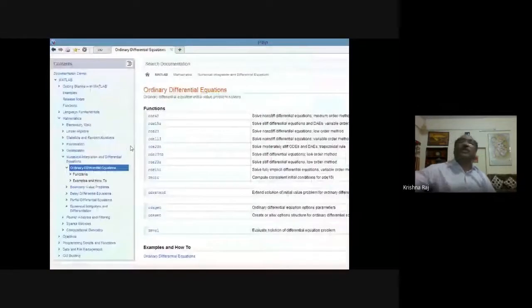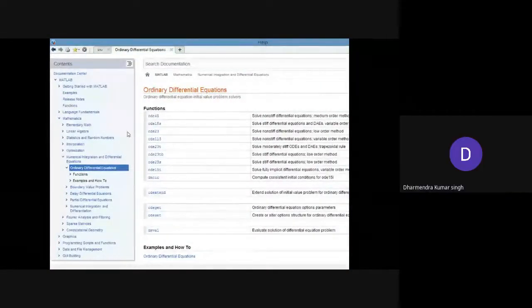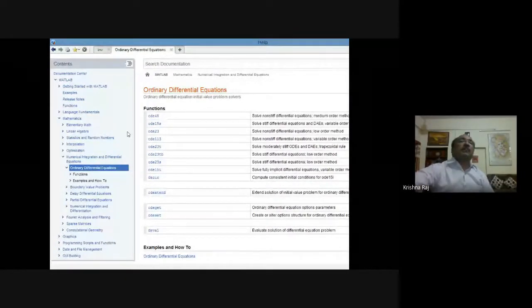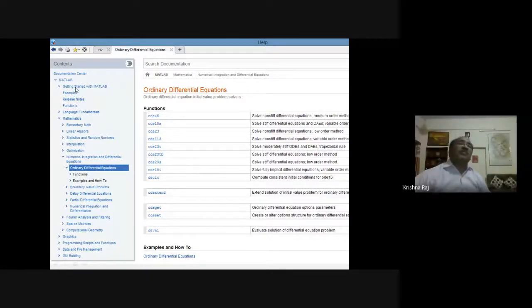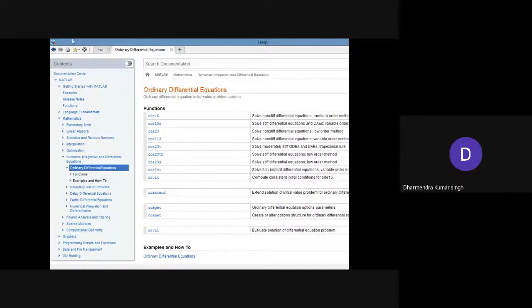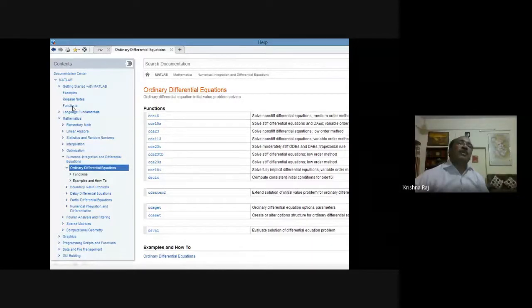And suppose we are interested in solving ordinary differential equations, or we are interested more and more in them, then in MATLAB, open the help. We will find at the first level MATLAB, then again click MATLAB. After clicking, it will be opened in this manner, and from here you can select getting started, and then examples. Here the examples and the release notes can be used.